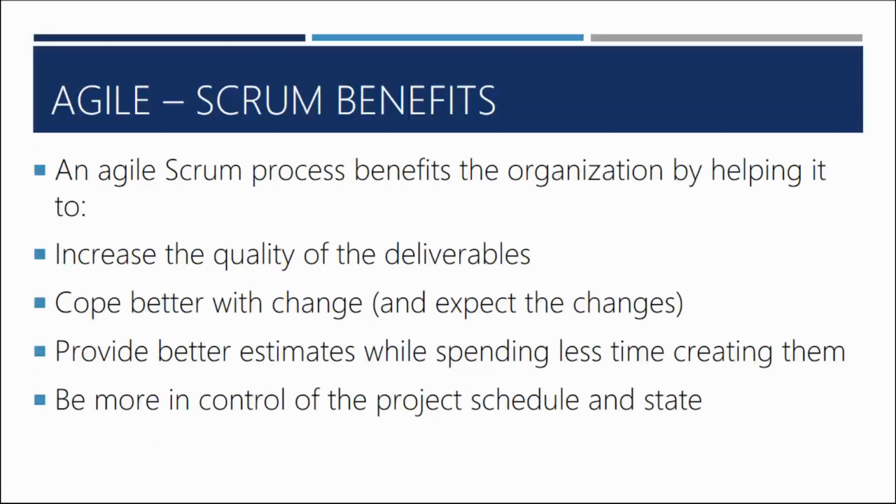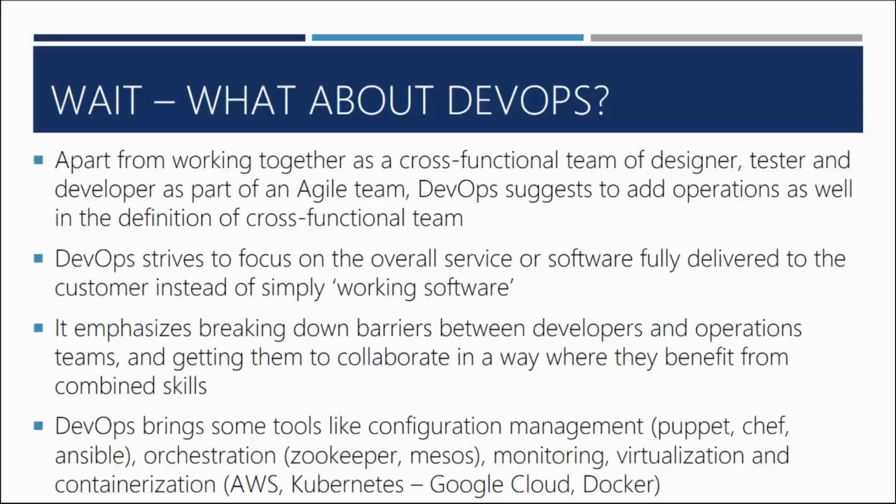The Agile Scrum benefits: increase the quality of the deliverables, cope better with change, provide better estimates while spending less time creating them, and be more in control of the project schedule and state. So there are several key benefits that this methodology and framework provides. Wait, what about DevOps, right? How does DevOps fit into the entire picture?